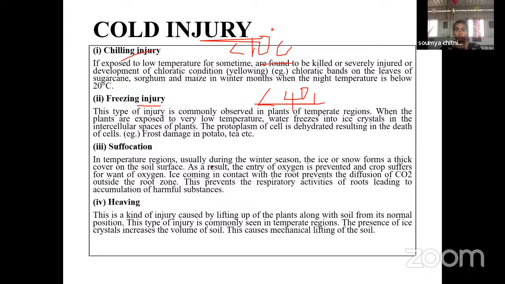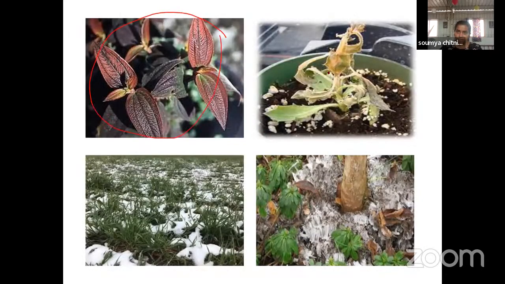And then suffocation. Suffocation means in temperate regions, in the winter season, a layer of snow falls and covers the ground surface, because of which there is difficulty in respiration, root respiration. That is called suffocation. The plant cannot survive without oxygen in such a condition. And the last one is heaving. When we lift the plant along with the soil, a part of the ice also comes up with the soil, which causes harm to the plant. You can see here the chilling injury effect, the freezing injury, the suffocation part, and the heaving injury. So these injuries also you can find there.